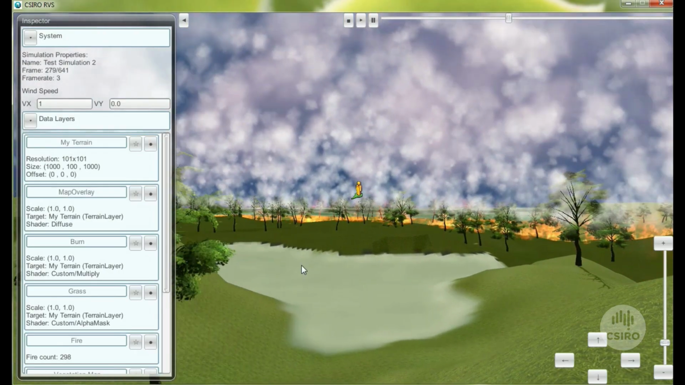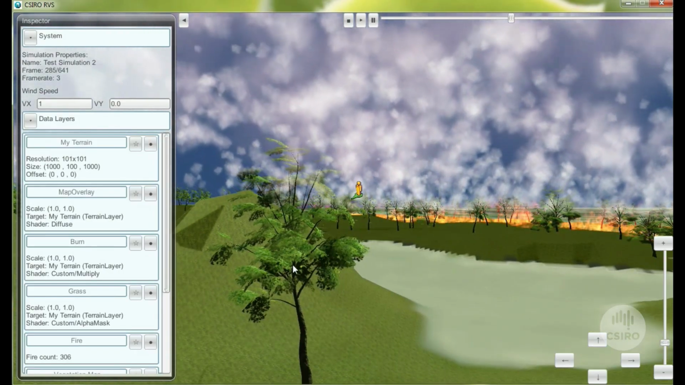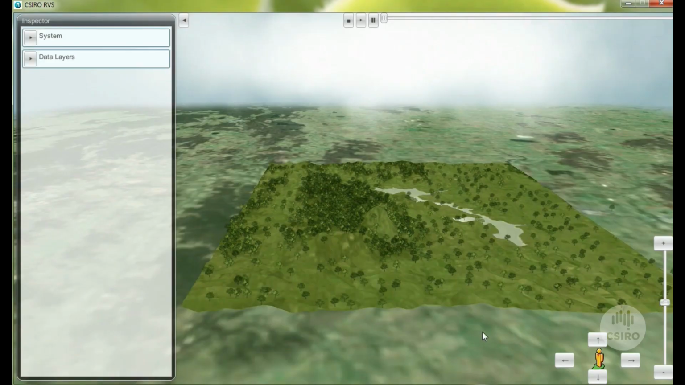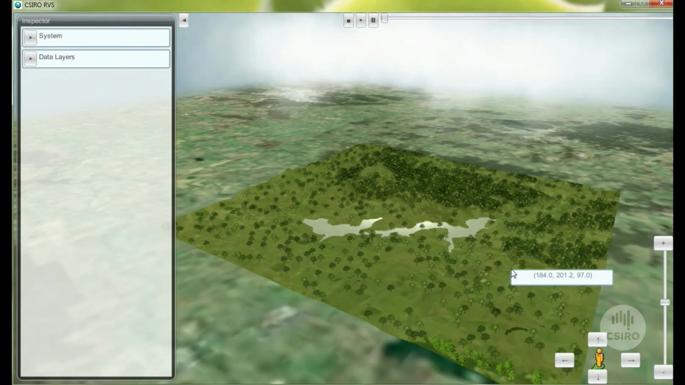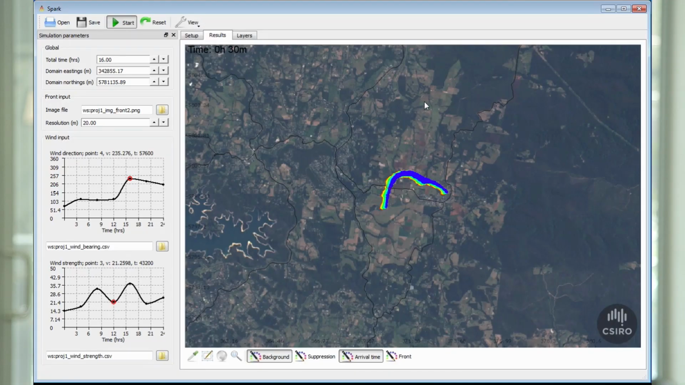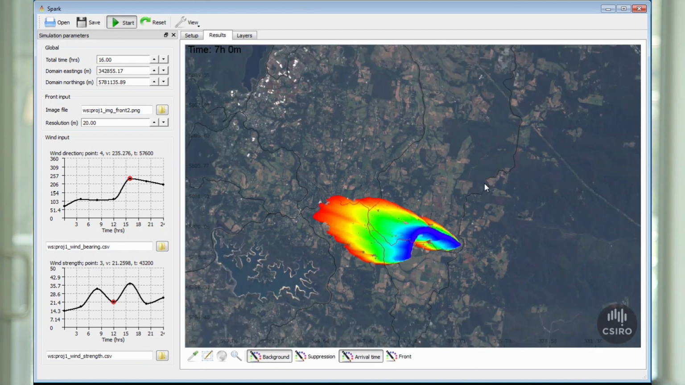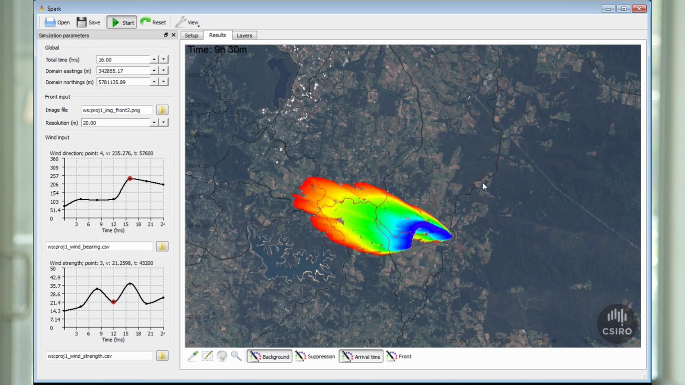Spark is a bushfire spread modeling capability, which has been developed by CSIRO. It provides emergency management agencies a much better ability to predict fires and save lives and property. Spark is able to provide information around the rate at which the fire spreads, the direction in which it spreads, as well as the locations that the fire actually affects.